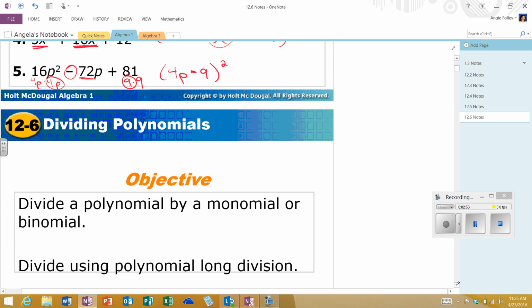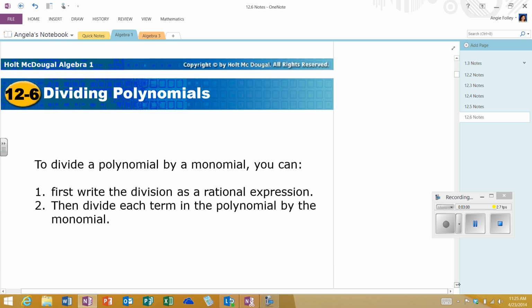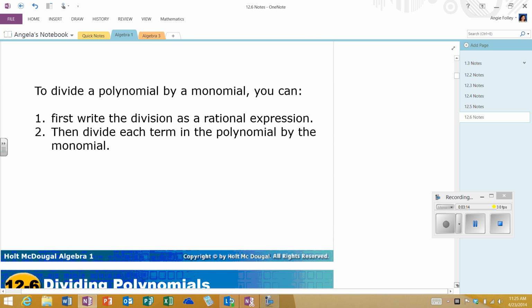So today we're going to talk about dividing a polynomial by a monomial or a binomial, and then dividing using something called long division, which is very similar to how you do it with regular numbers. To divide a polynomial by a monomial, you can first write the division as a rational expression, which we kind of did in the warm-up, and then you can divide out each term in the polynomial by the monomial. So let me show you what I mean by that.